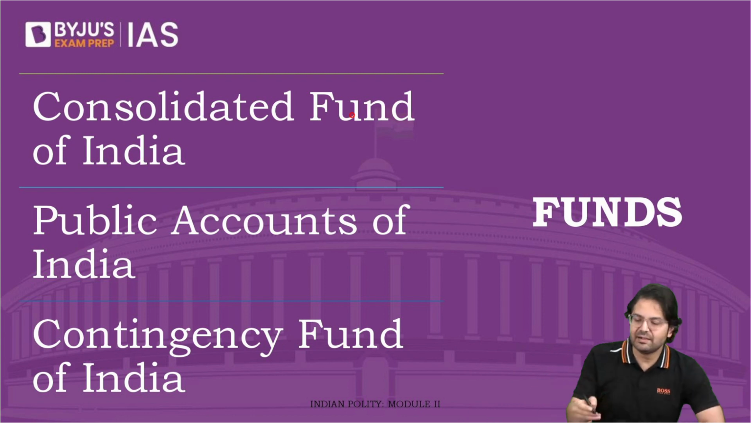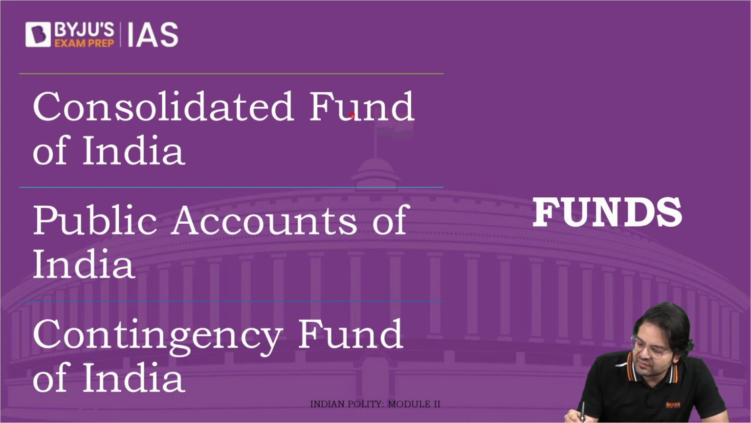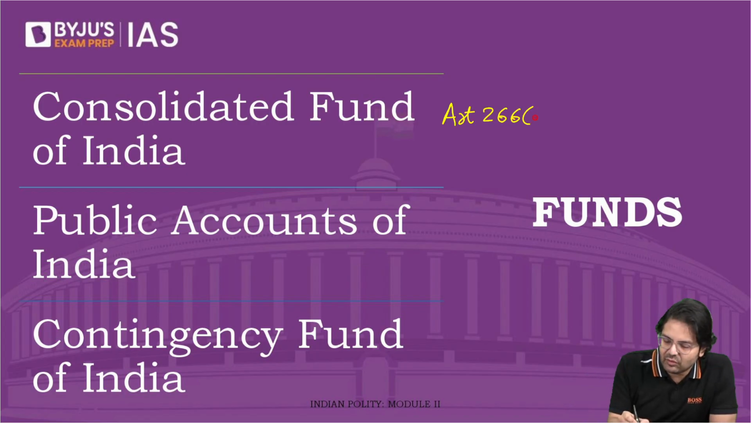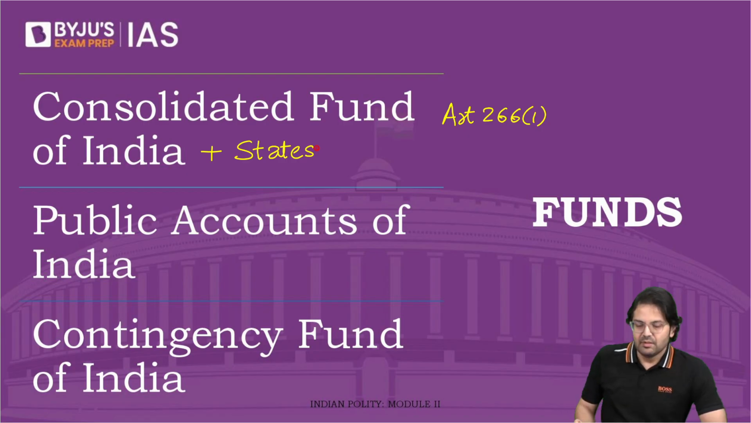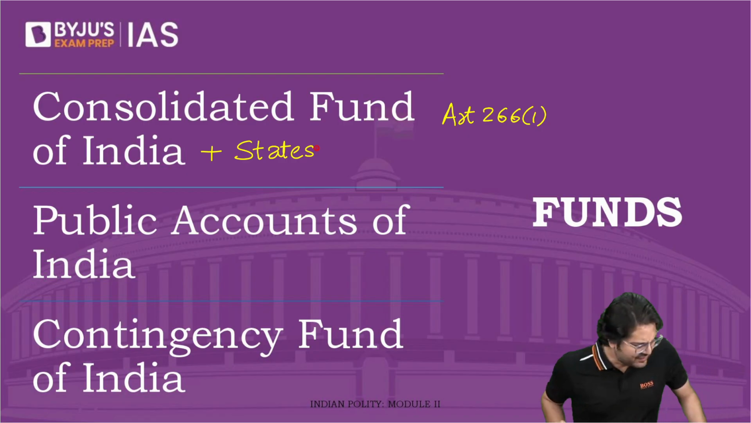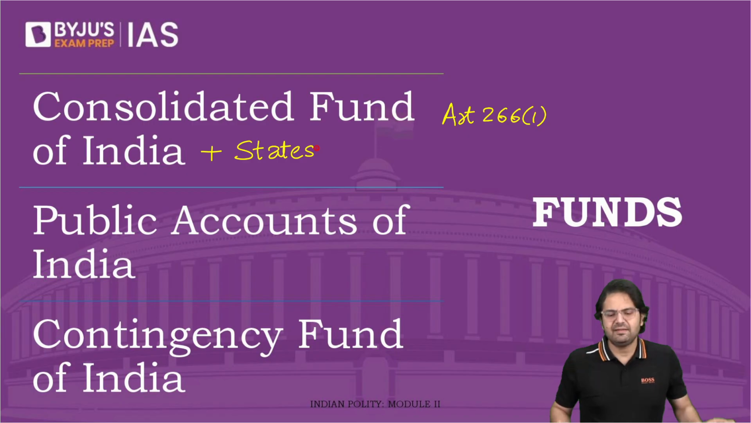And the same article, this is Article 266, Clause 1, also says that the states can have their own account, which they have, called the Consolidated Fund of the States, CFS. Every state has a different account. Okay. Now, what is a CFI? Just understand that CFI is the main account of the Government of India.